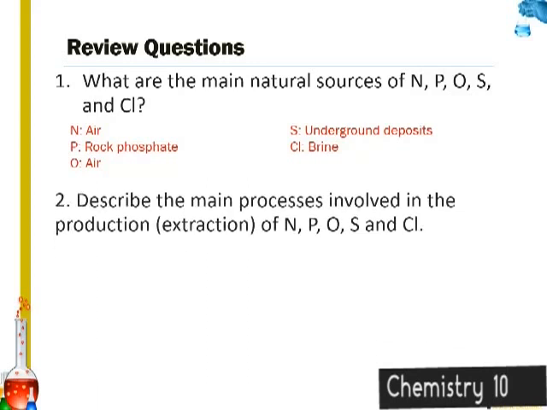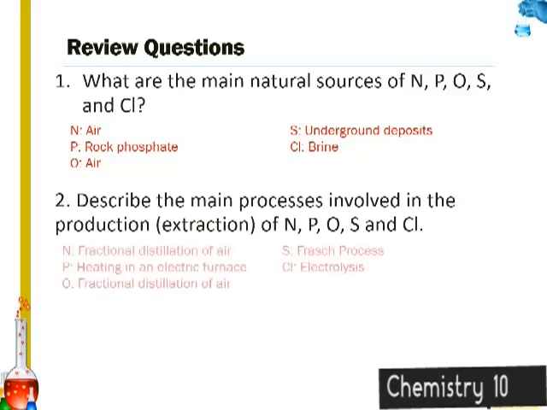Review question 2. Describe the main processes involved in the production or extraction of nitrogen, phosphorus, oxygen, sulfur, and chlorine. Nitrogen and oxygen are obtained through the fractional distillation of air, while phosphorus is obtained through heating rock phosphate in an electric furnace. Sulfur is extracted using the Frasch process, and chlorine is obtained using electrolysis of brine.